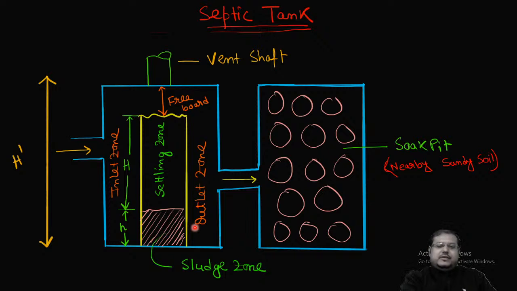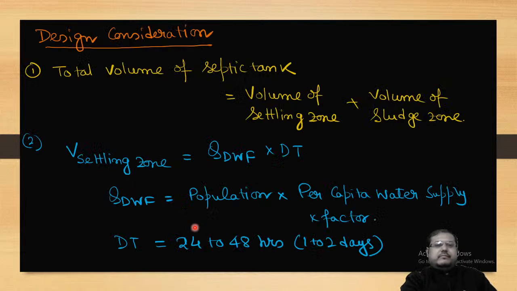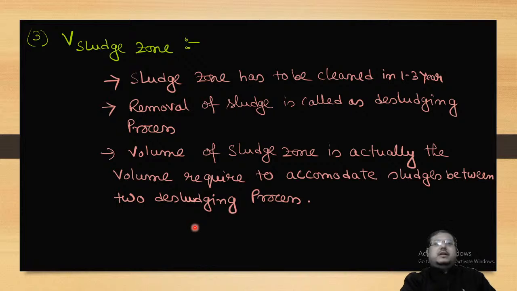Is that okay? So eventually the volume of sludge zone is defined as follows: the sludge zone has to be cleaned once in 1 to 3 years. Removal of sludge is called the desludging process. And the volume of sludge zone is the volume required to accommodate sludges between two desludging processes. Clear?